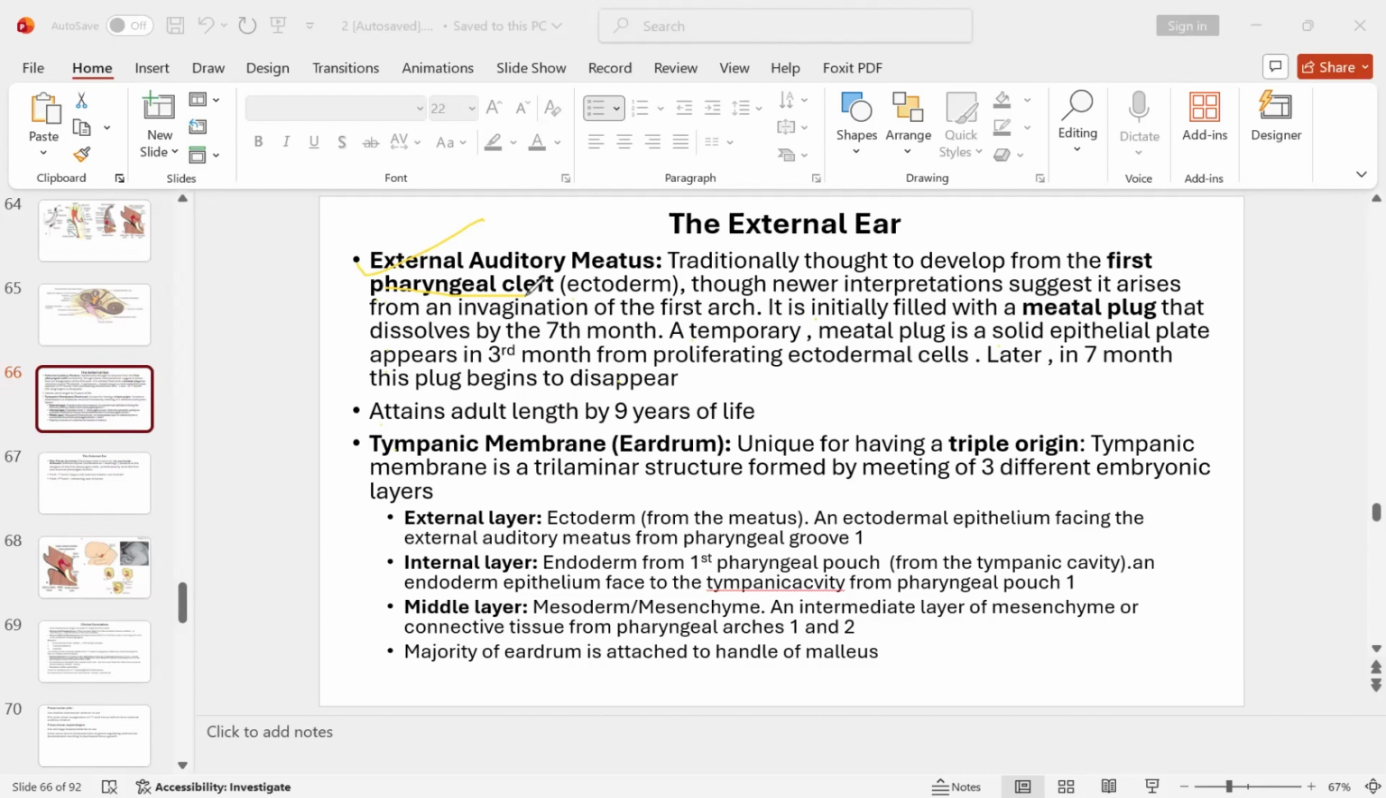So the external auditory meatus initially is filled with the meatal plug that dissolves by the seventh month. But this meatal plug is a temporary solid epithelial plate that appears in the third month from proliferating ectodermal cells. Later in the seventh month, this plug begins to disappear. So the external auditory meatus attains the adult length by the 9 years of life. So let me show you the meatal plug in the diagram.